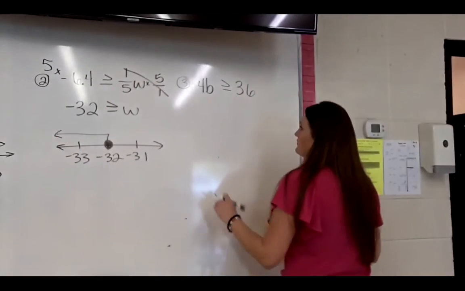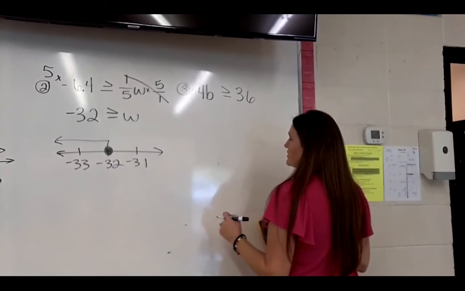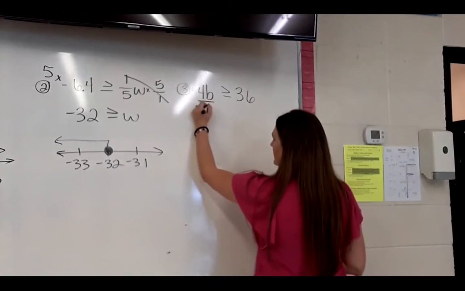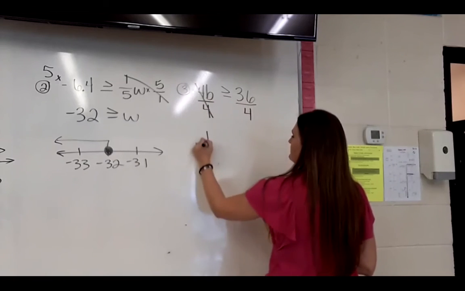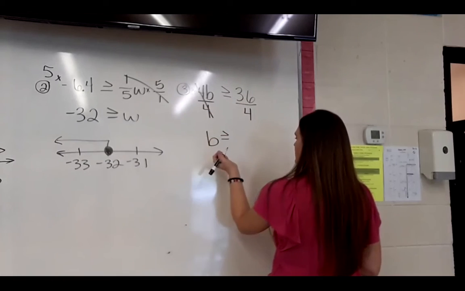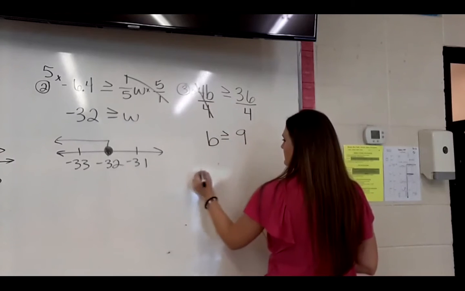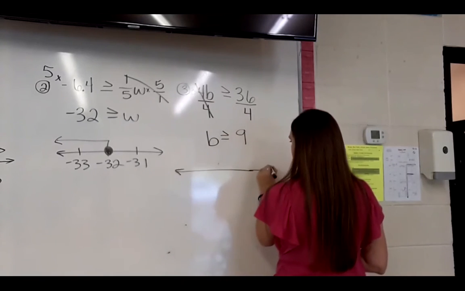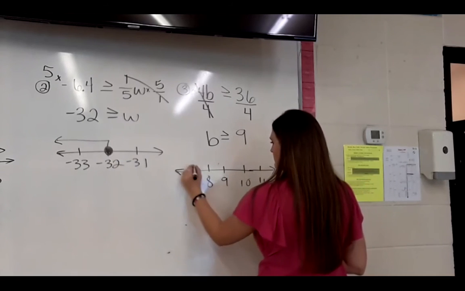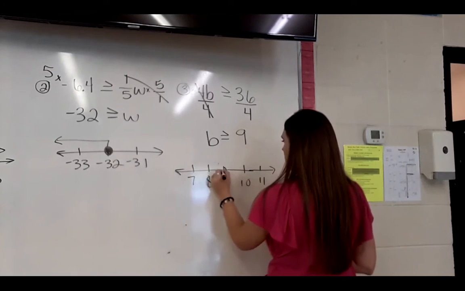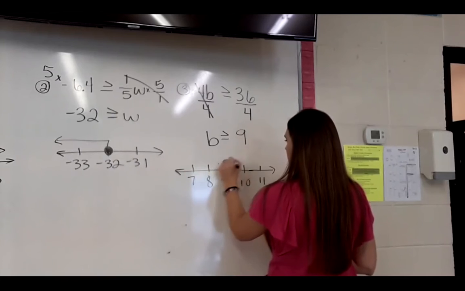Okay, on 3, 4b is greater than or equal to 36. So to solve for b, we have to divide both sides by 4 to split that apart. 36 divided by 4 is 9. It's a closed circle again, and b is greater than.